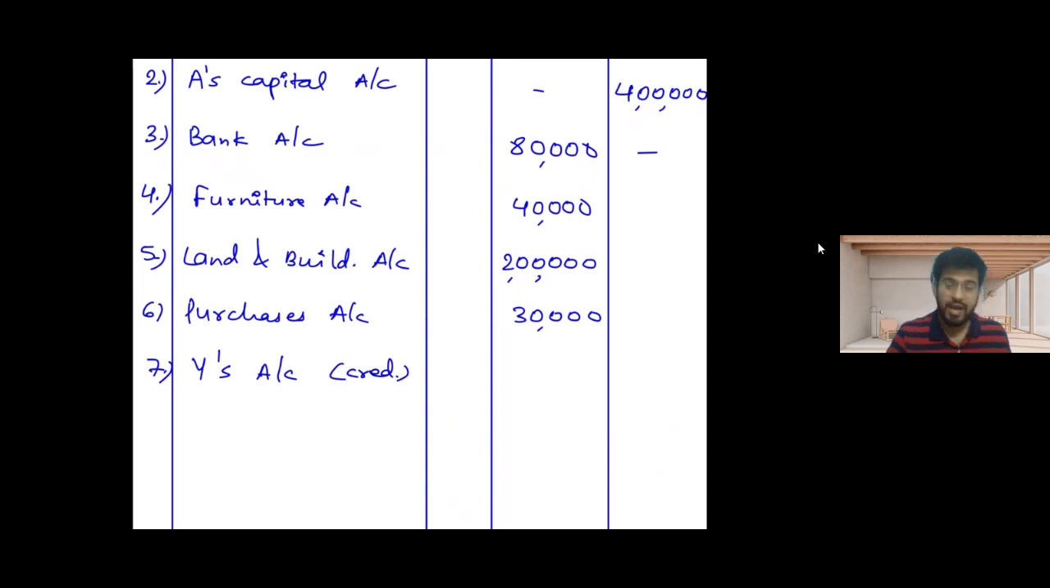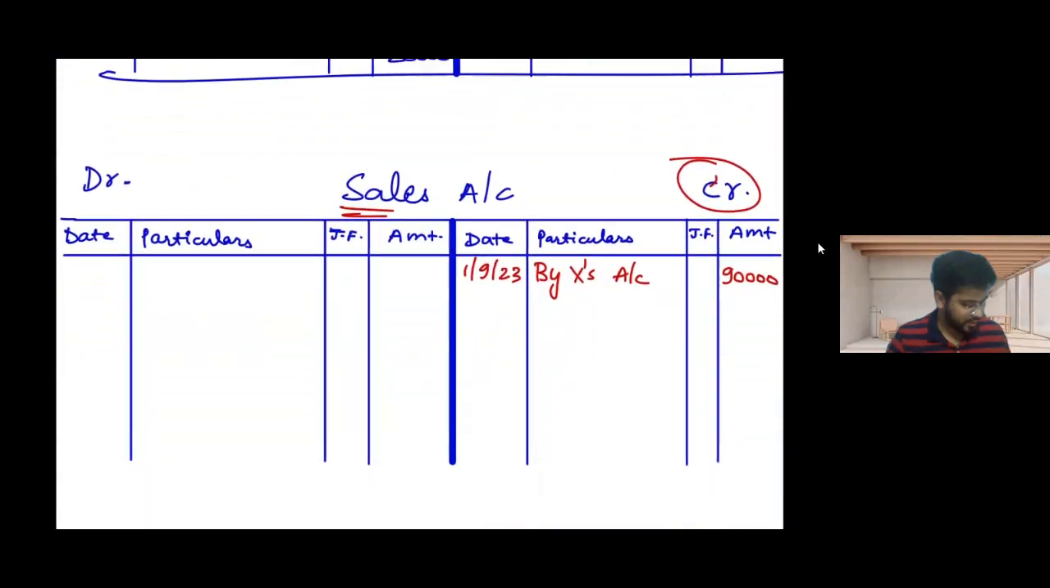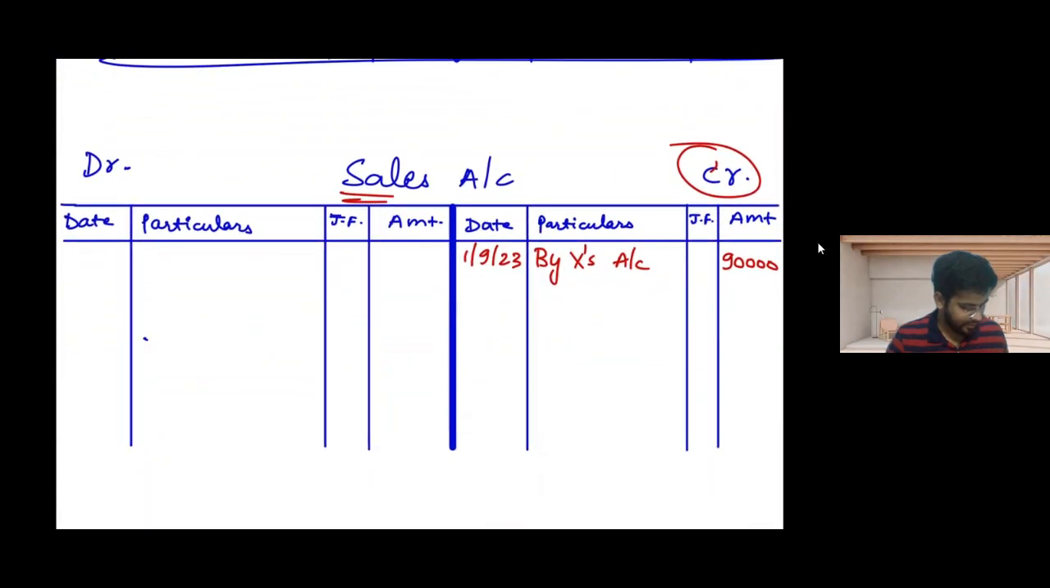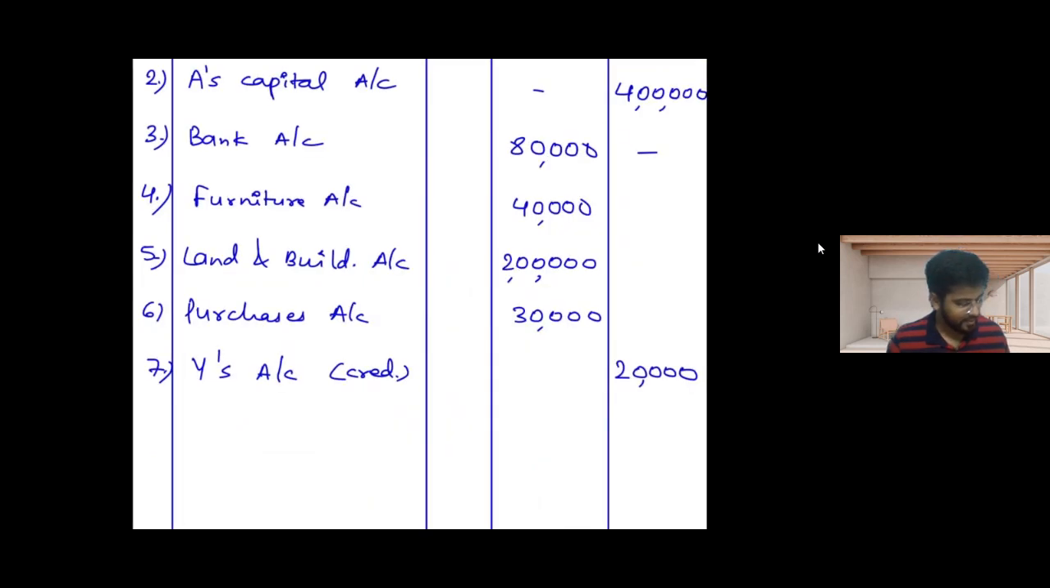Next, we have sales account, that is again part of the trading account. So I will do to trading account. How much is the amount? 90,000 on the credit side. So the balance will come here in my ledger account on the debit side. If the balance is coming on the debit side in my ledger, I will write it on the credit side in my trial balance, sales account, 90,000.